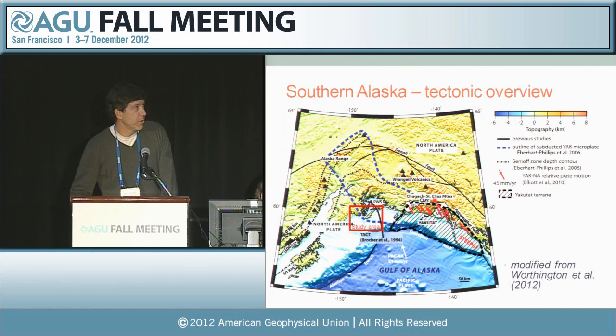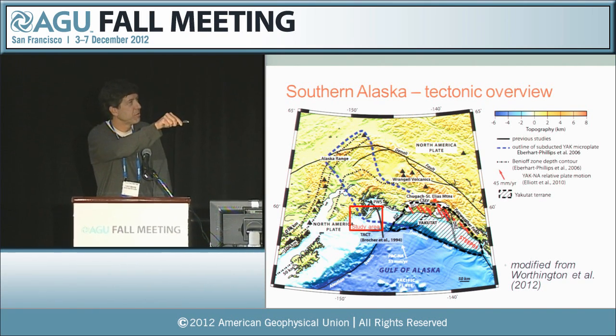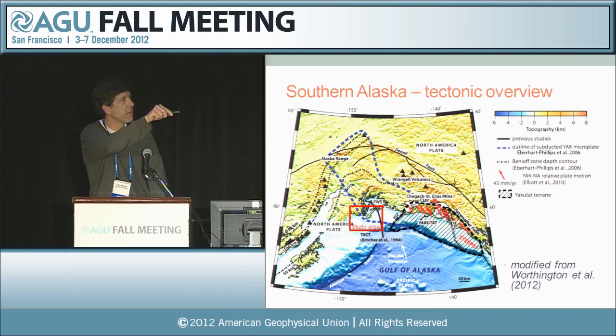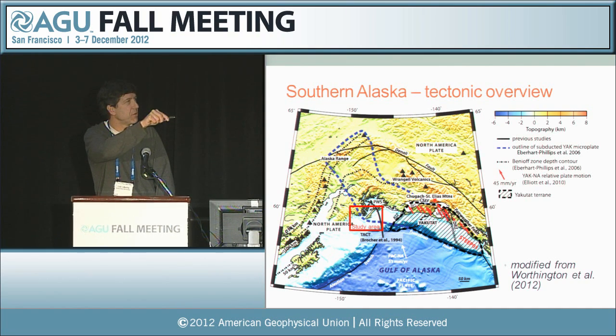I'm going to jump right to a slide that's a nice overview that I took from a paper earlier this year from Worthington et al. And what we're looking at is the area here in this red box, the study area, which is a transition between the subducted Yakutat block, an oceanic plateau that's being subducted beneath Prince William Sound and central Alaska, transitioning to Pacific plate subduction beneath North America.